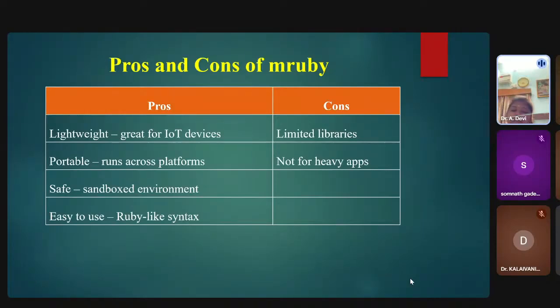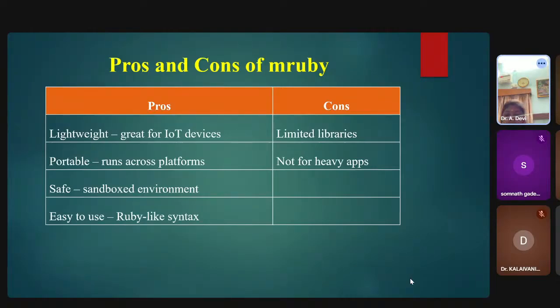So for example, imagine IoT devices like smart bulbs. You don't want any heavy interpreter consuming memory. So you just need a small script to turn on or turn off the light. So mruby fits perfectly in this case because it's lightweight and portable too.